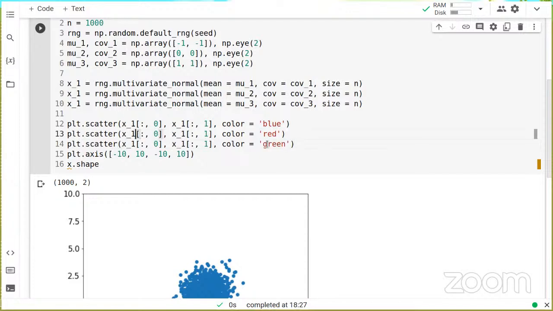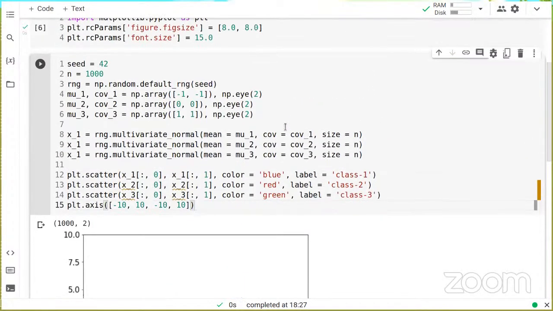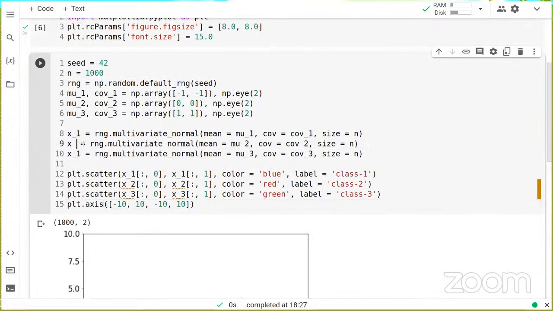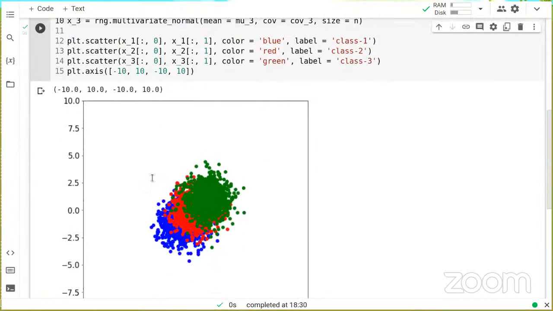So this will be x1, x2, x3, right? Let me give it a label: class 1, class 2 and class 3. Okay, let's now plot it. I hope I changed line numbers 8, 9 and 10. X1, X2, yeah, thank you. Right, so they'll all be overlapping, so we need to fix that.